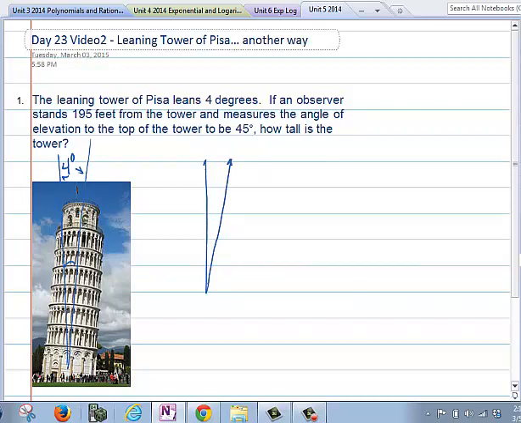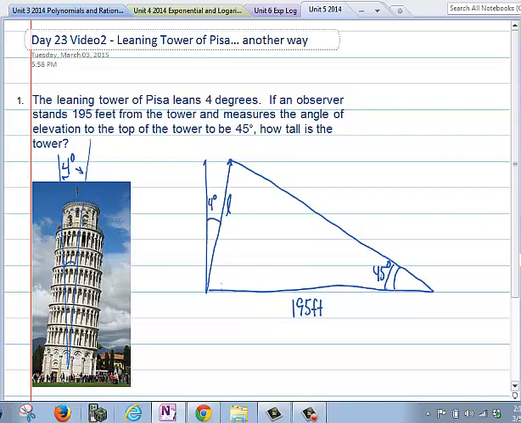We would normally have a side that would be perpendicular to the ground, but now the tower is leaning, so this dimension right here, this is the length of the tower. The lean angle is 4 degrees, and they sight the top of the tower from a certain distance away. As it says in the problem, they sight it about 195 feet away, and the angle to that top of the tower is 45 degrees.